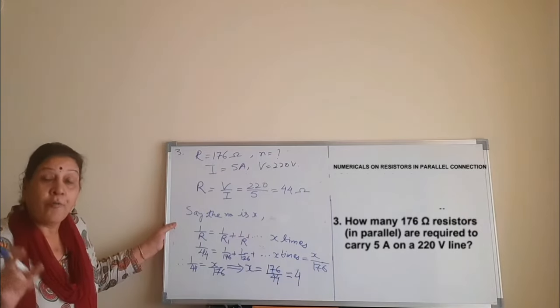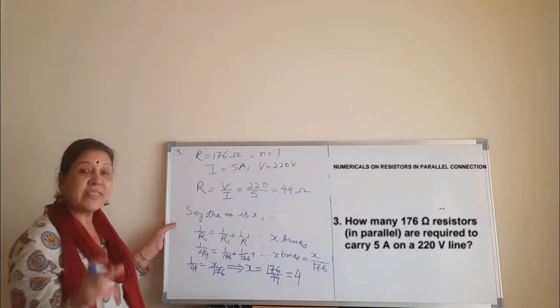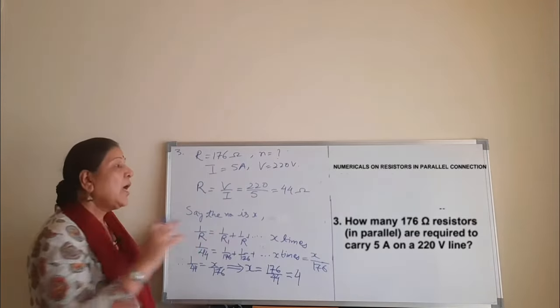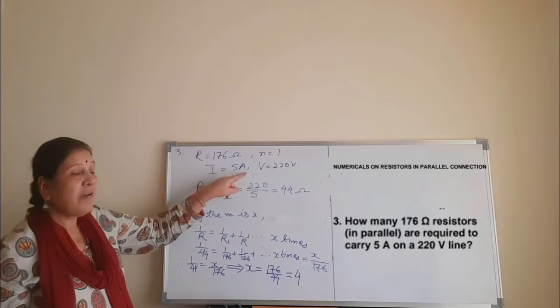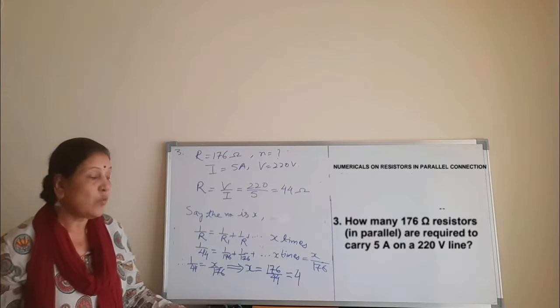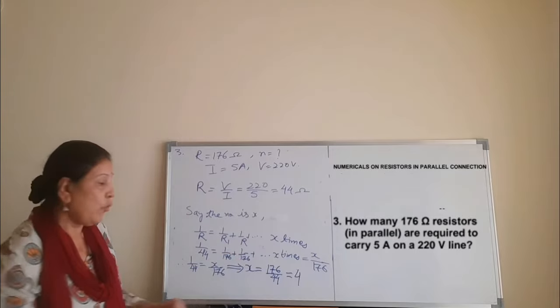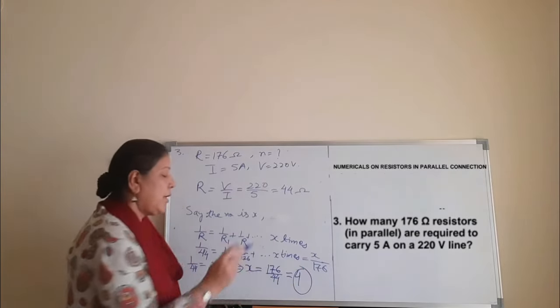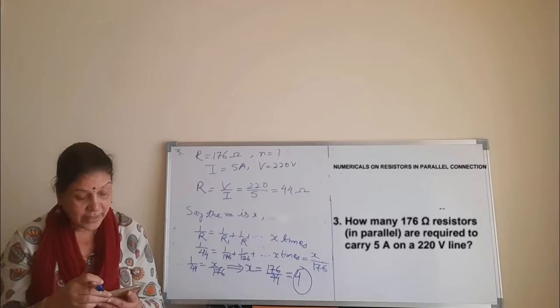So we need 4 resistors of 176 ohm to carry 5 ampere when the potential difference is 220 volts. So what is the number required? 4. 4 is the number required.